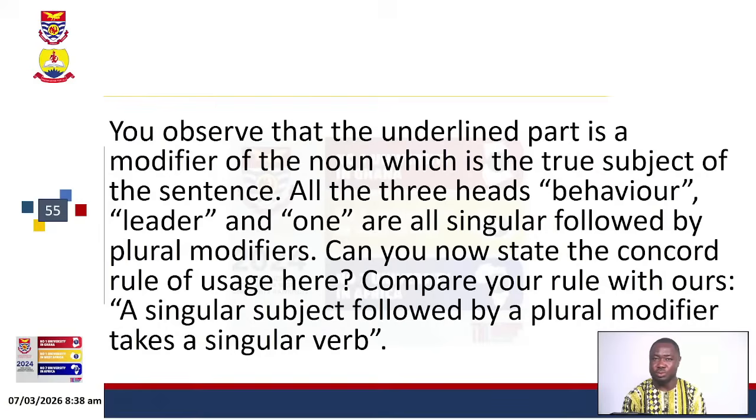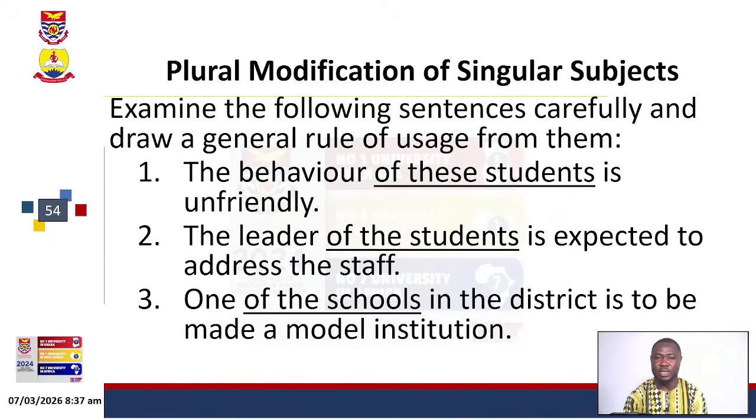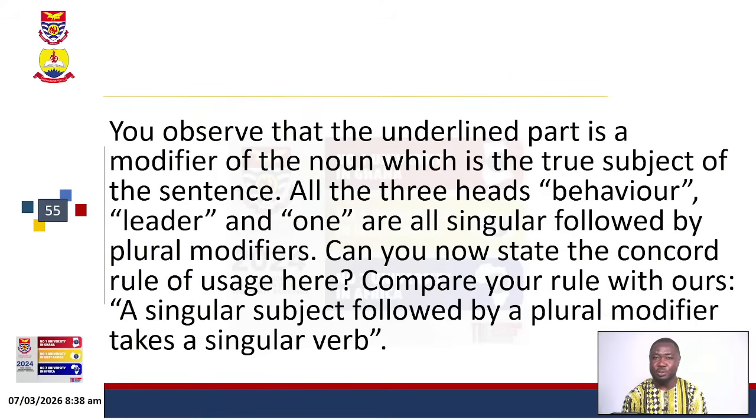Are you able to tell or bring out any rule? Are you able to formulate a rule for these 3 sentences? You should. You would observe that the underlined parts in the sentences are modifiers of the nouns which they are the true subject of. Okay, all the 3 heads, behavior, leader, and one, are all singular. They are singular nouns, followed by plural modifiers.